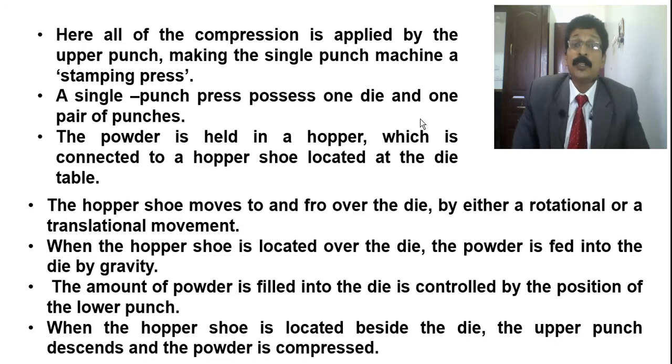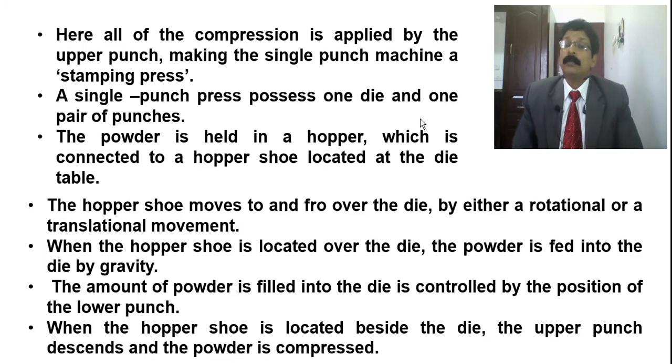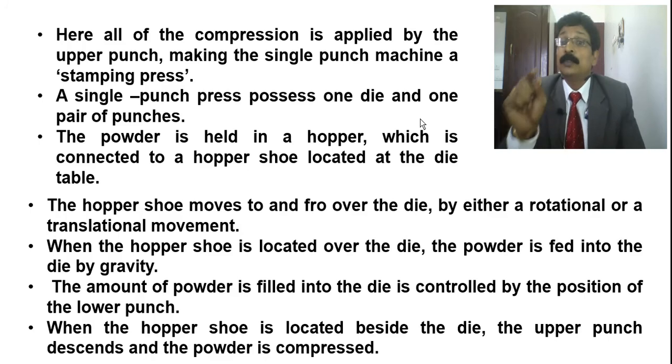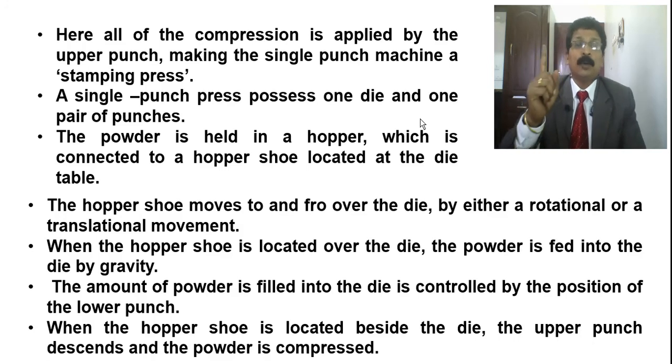And when the hopper shoe is located over the die, the powder or the granules is fed into the die by gravity. The amount of the powder filled into the die is controlled by the position of the lower punch. That's what I told in the picture. The lower punch position can be adjusted to decide the amount of the powder to be filled in the die, and it gives the constant weight for the production of all tablets which you are doing in the batch. So that is very important. The amount of the powder filled into the die is controlled by the position of the lower punch.